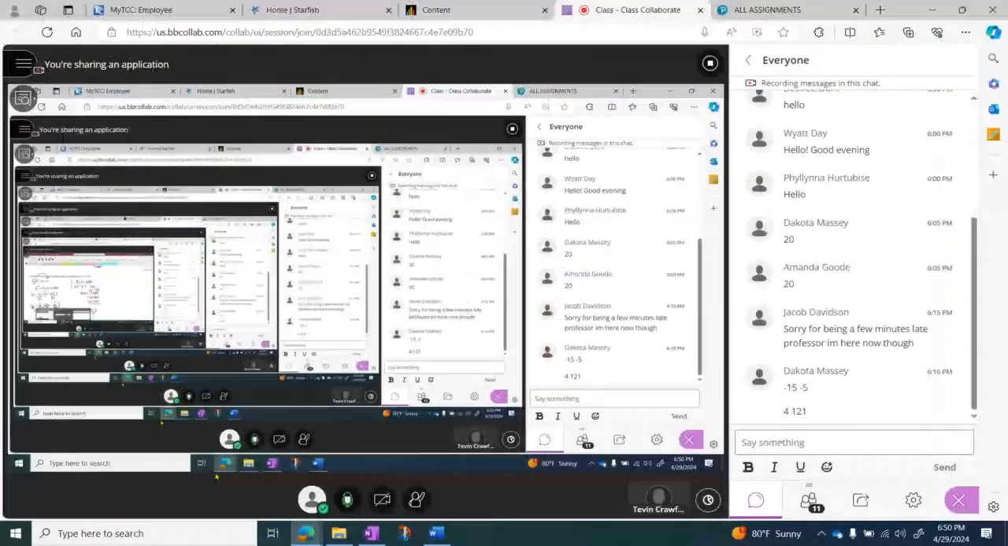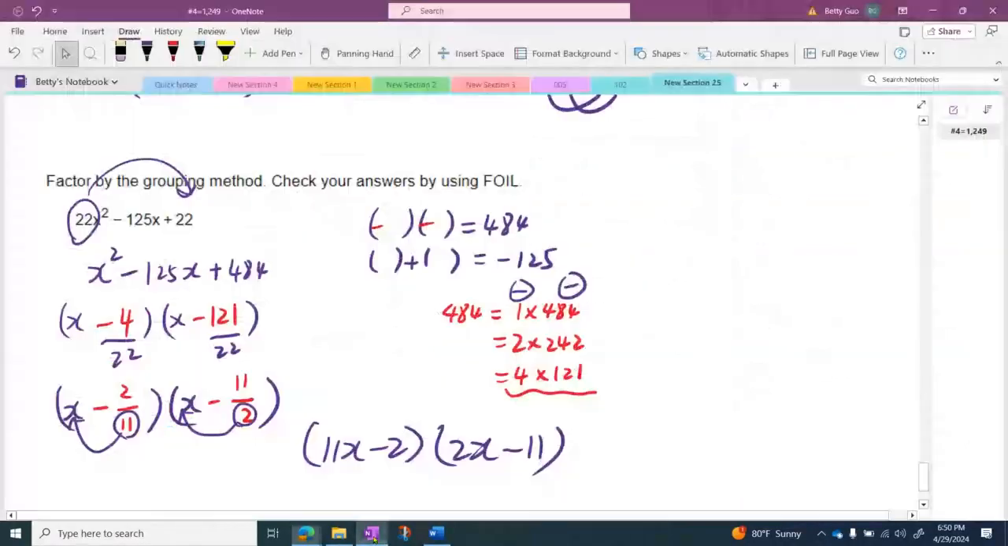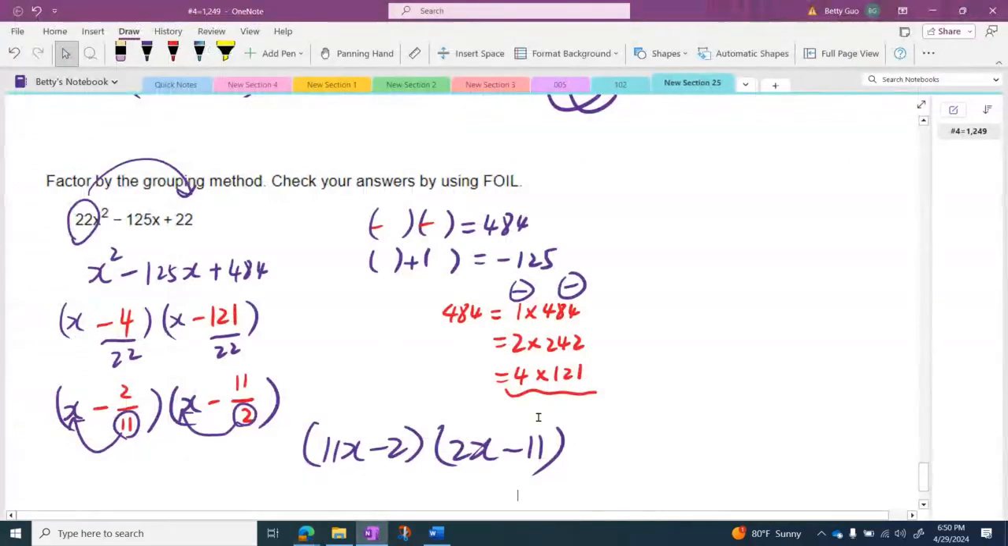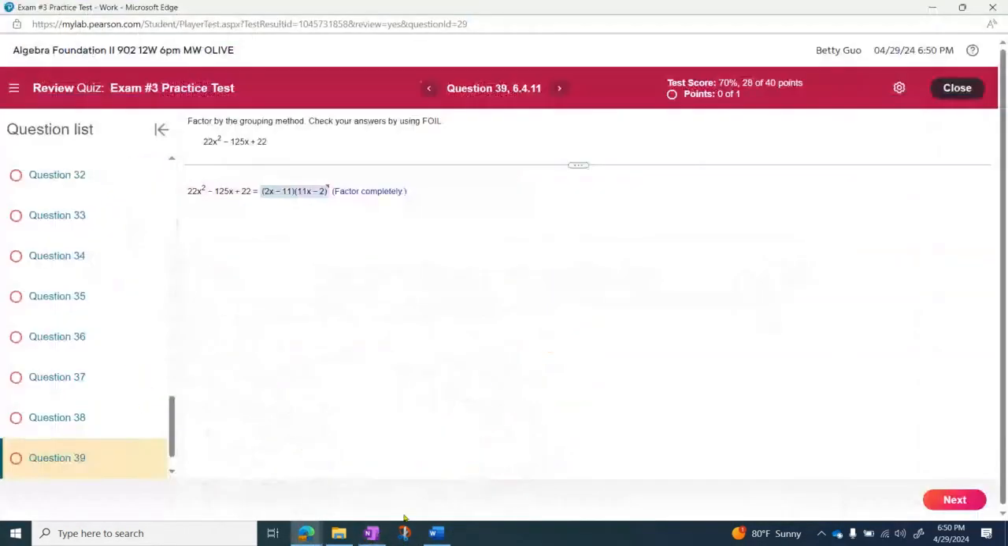I think Dakota has the two numbers found. Awesome. Let me see the answer. 2x minus 11, 11x minus 2. You know, every professor has different methods, right? I do not use the grouping method to factor trinomials. I only use the grouping method to factor polynomials with 4 terms. And it works. It's really not much trouble. Next.